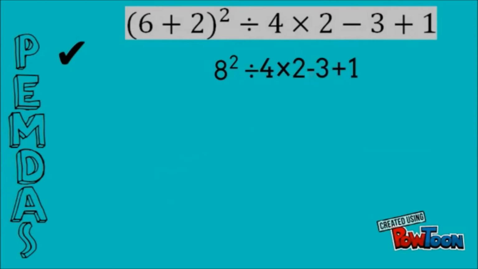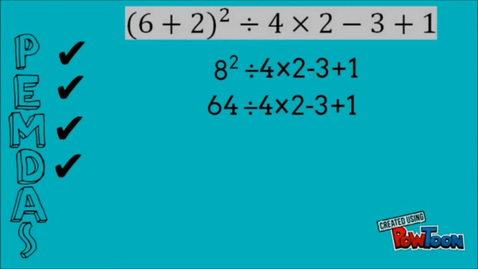The next step that we have to do for the order of operations is the exponents. And we have an exponent here that is attached to the number 8. And 8 squared is equal to 64. And once again, we have to bring everything down that we did not touch from the previous step.